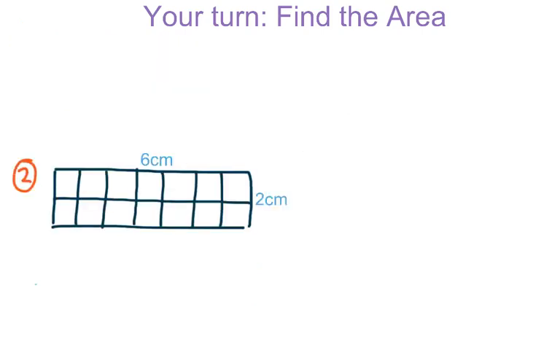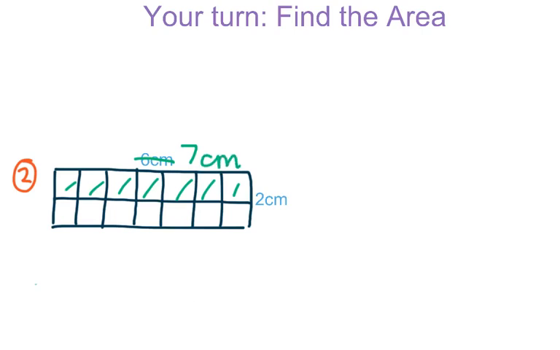Okay, so for this shape, I have realised that it's not 6 centimetres long. This one is 1, 2, 3, 4, 5, 6, 7 centimetres. So well done if you noticed that. So we can cross this out. That's actually 7 centimetres. Apologies for the mistake.